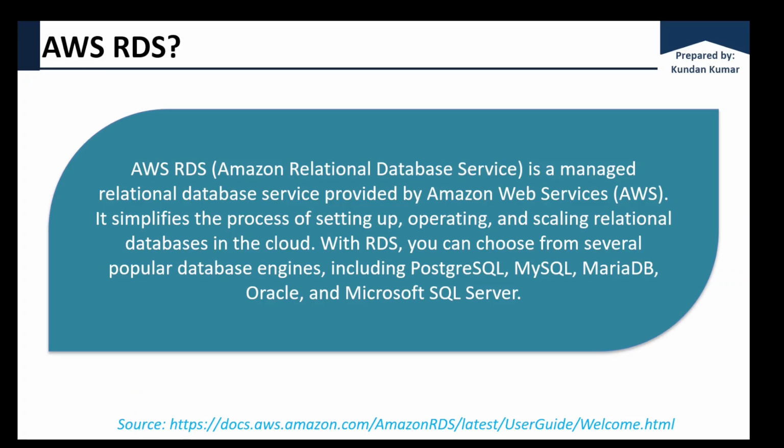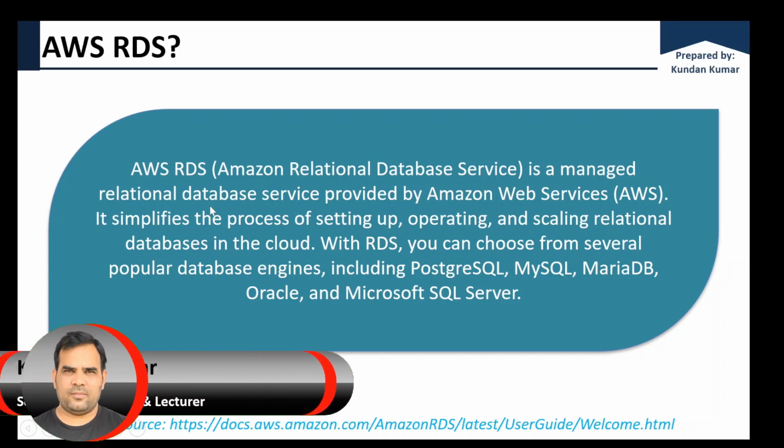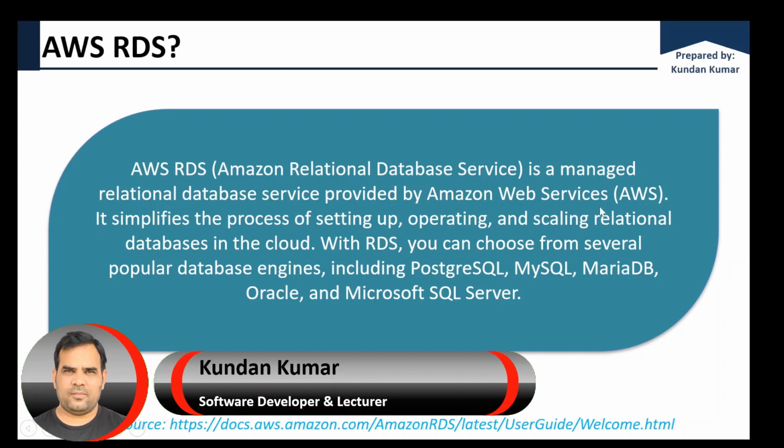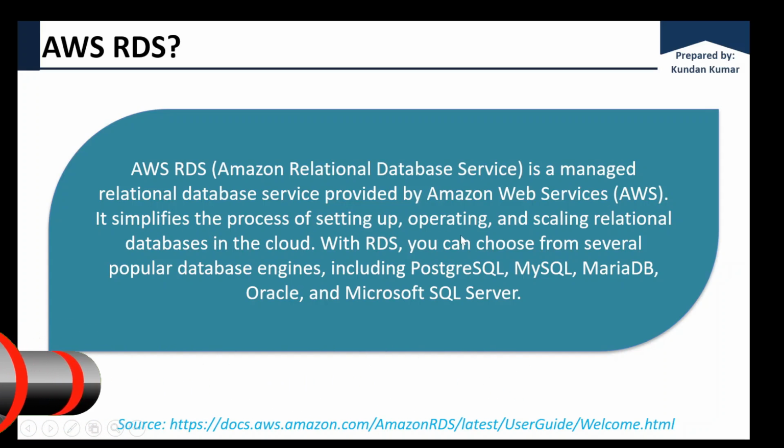So what is AWS RDS? AWS RDS stands for Amazon Relational Database Service. It is a managed relational database service provided by Amazon Web Services, AWS. It simplifies the process of setting up, operating, and scaling relational databases in the cloud. With RDS, you can choose from several popular database engines, including PostgreSQL, MySQL, MariaDB, Oracle, and Microsoft SQL Server.